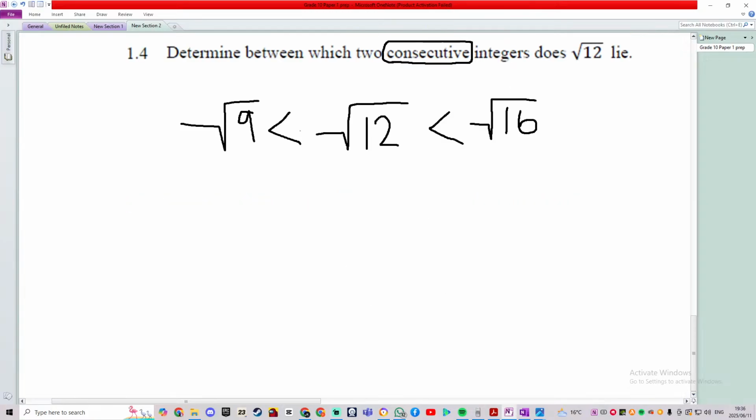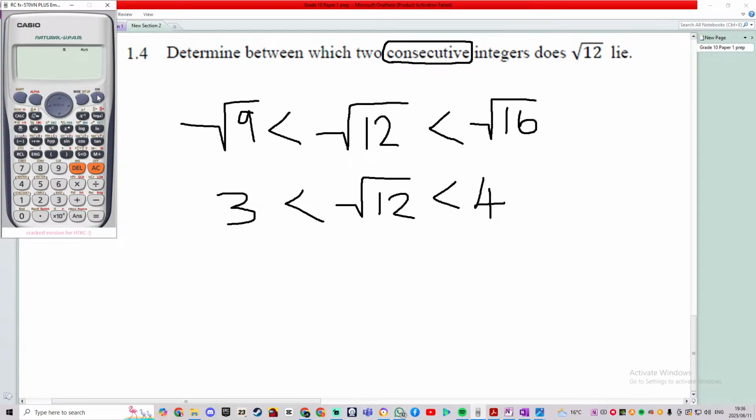The square root of 9 is 3, so 3 is smaller than the square root of 12, and the square root of 12 is smaller than the square root of 16, which is 4. Alternatively, you can use a calculator. Square root of 12 equals, press the S-D button. See there? 3.46, so it is 3, and the next number after 3 is 4. That's how you could have done it quickly on the calculator.